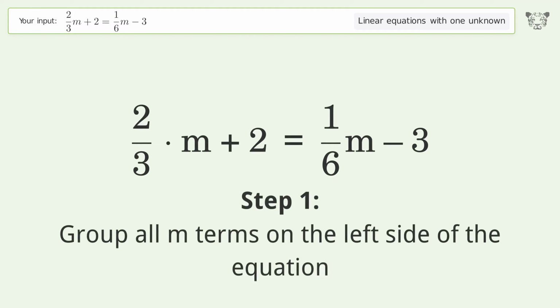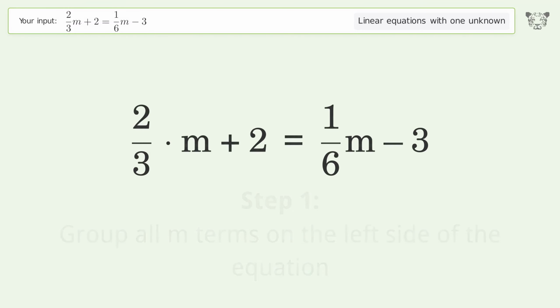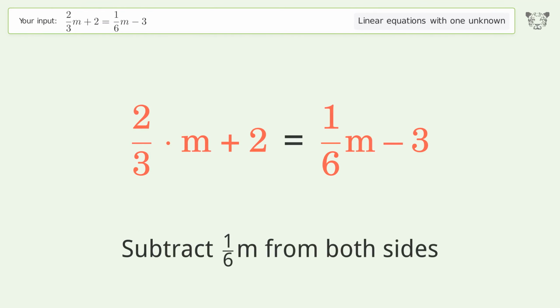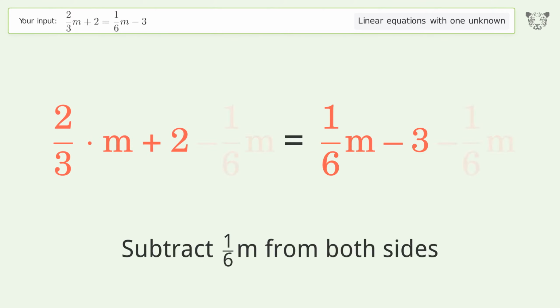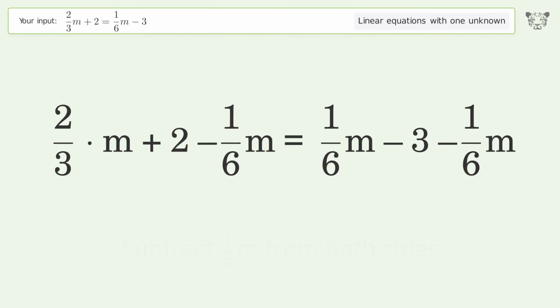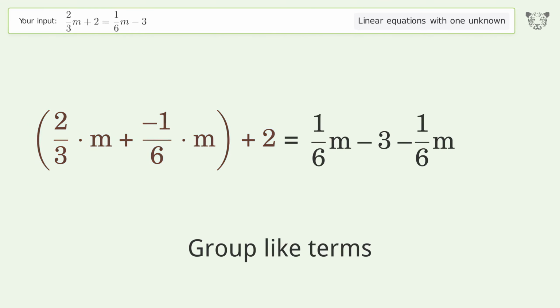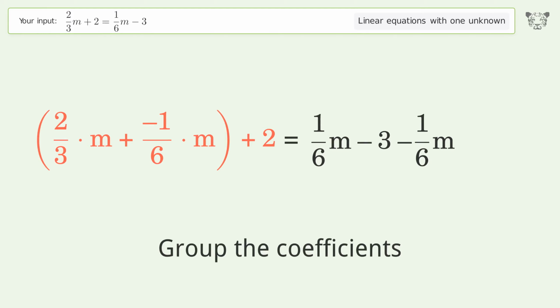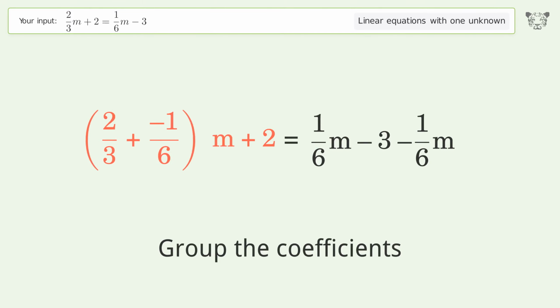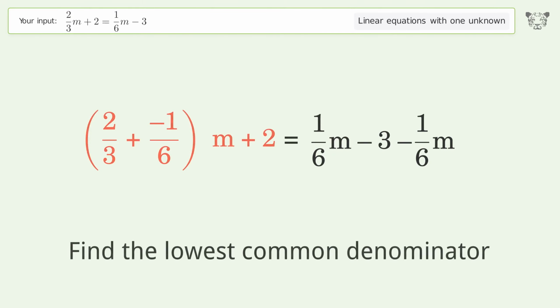Group all m terms on the left side of the equation. Subtract 1 over 6m from both sides. Group like terms. Group the coefficients. Find the lowest common denominator.